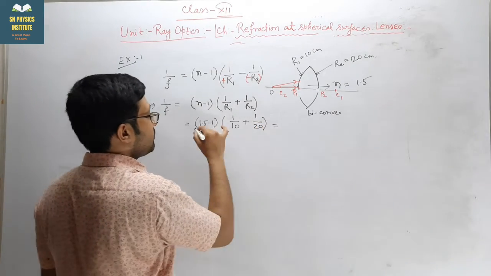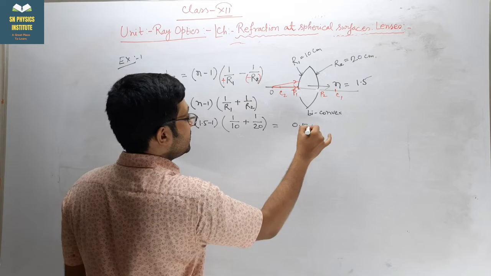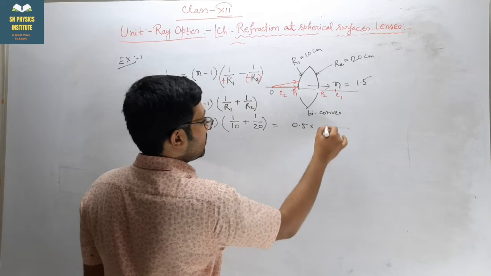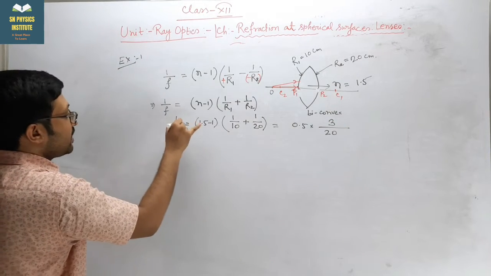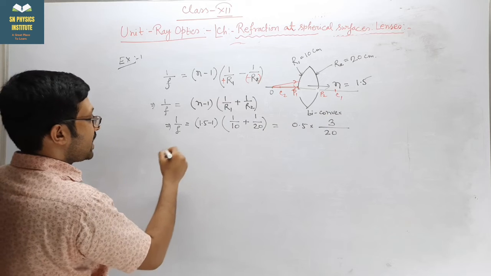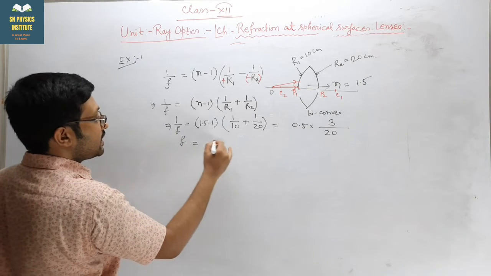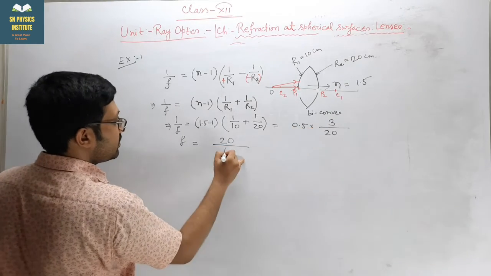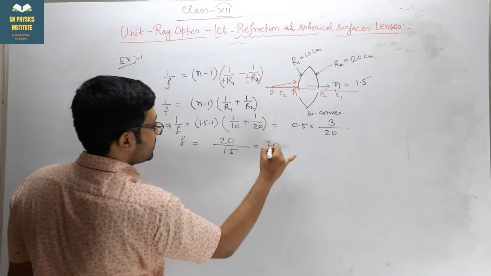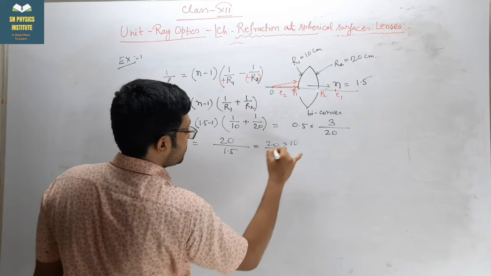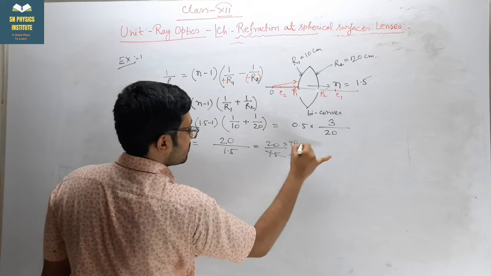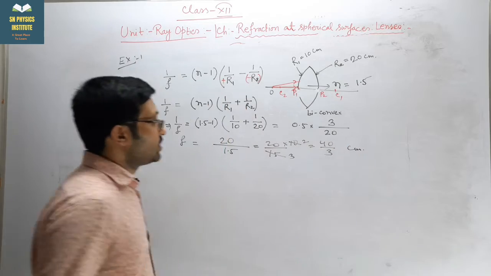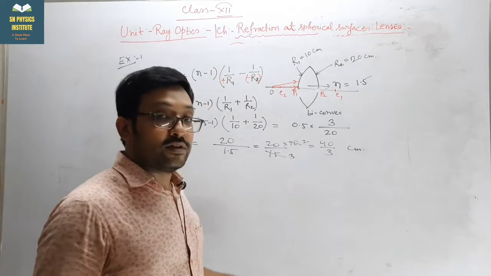So this is equal to 1.5 minus 1, that is 0.5, into 1 by 10 plus 1 by 20, which is 2 plus 1 over 20, that is 3 by 20. So 1 by F is like this way, and F is equal to 20 divided by 0.5 into 3, that is 1.5, so F is 40 by 3 centimeter. So for the biconvex lens, this is your formula.